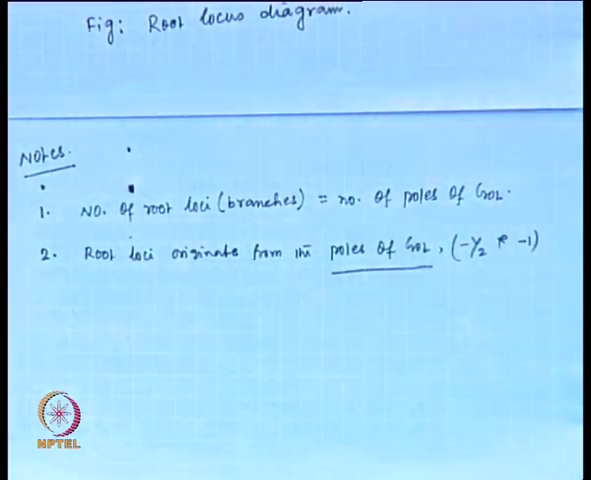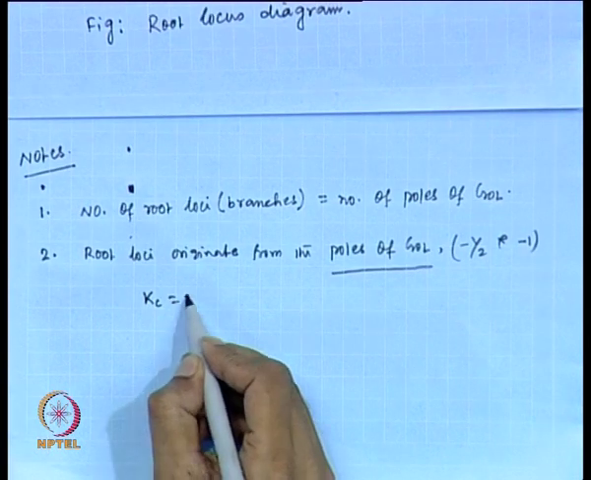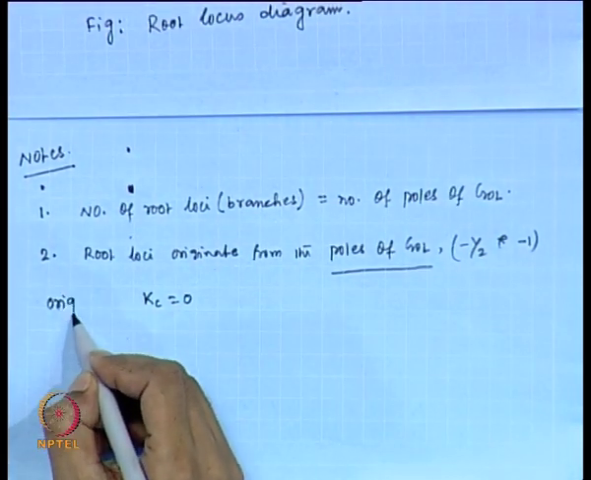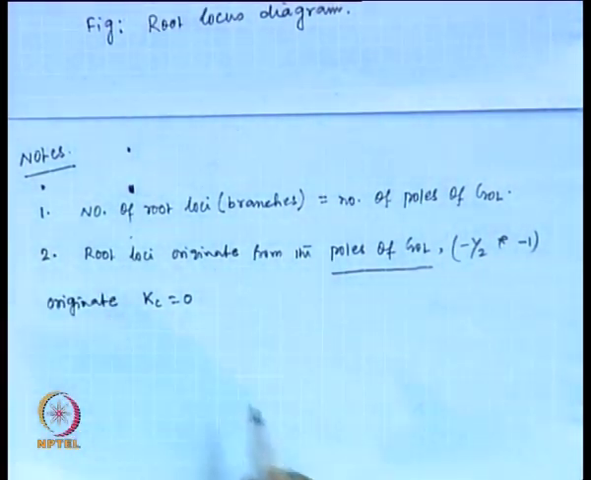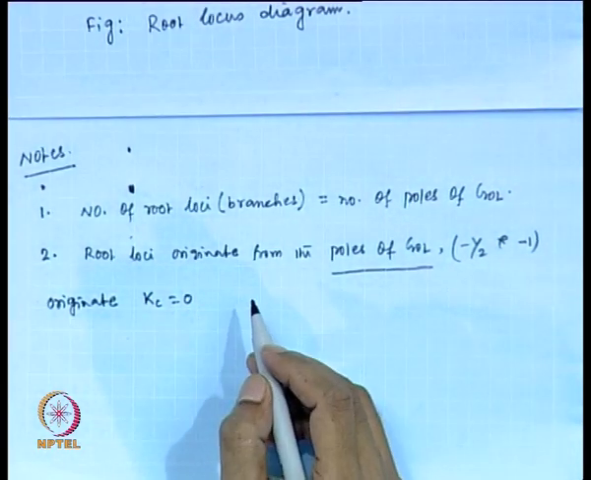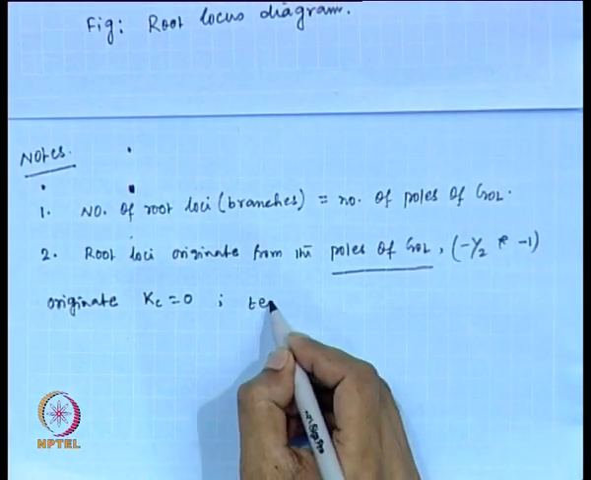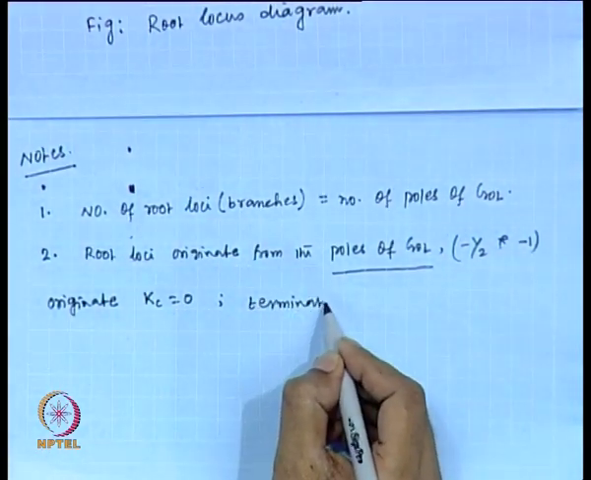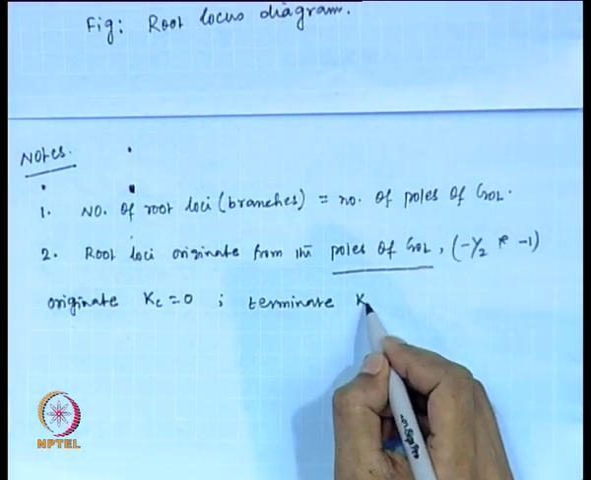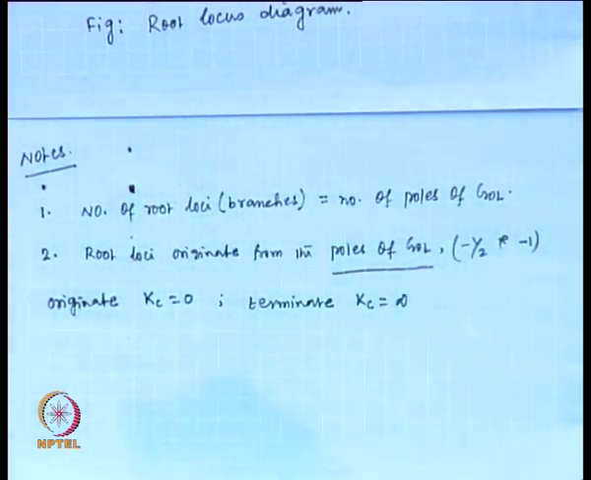Can I say the root loci originate when Kc equals 0? Yes. The root loci originate when Kc equals 0. And the root loci terminate when Kc equals infinity.